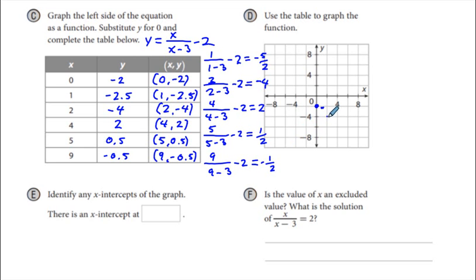And then we have 4, 2, so we go right 4, up 2. Then we have 5 to the right and 0.5, so that's going to go right here, just above the x-axis. And finally we have 9, negative 0.5 right here.